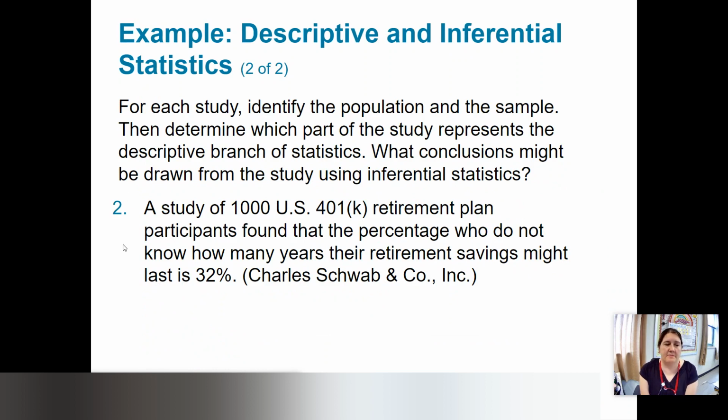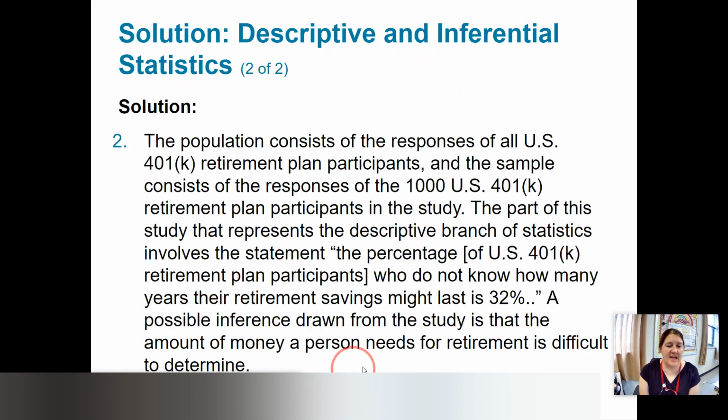So let's look at the next example. Go ahead and pause it to read it. The population would be all U.S. participants, or all the adults who have a 401k retirement plan within the United States. And then the sample is the strict 1,000 people who took the survey. The sample statistic, or the descriptive statistic, would be that 32% don't know how many years their retirement savings will last. So an inferential piece could say that the amount of money a person needs for retirement is difficult to determine.